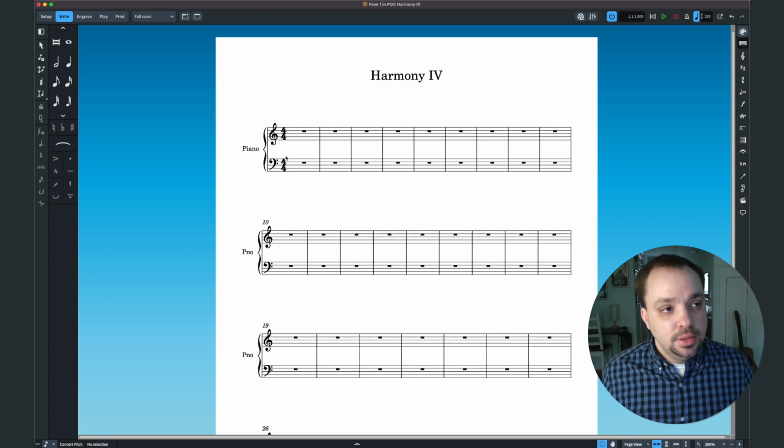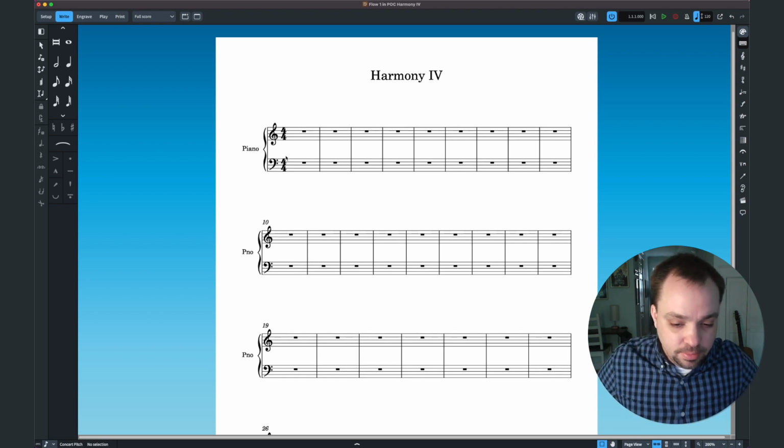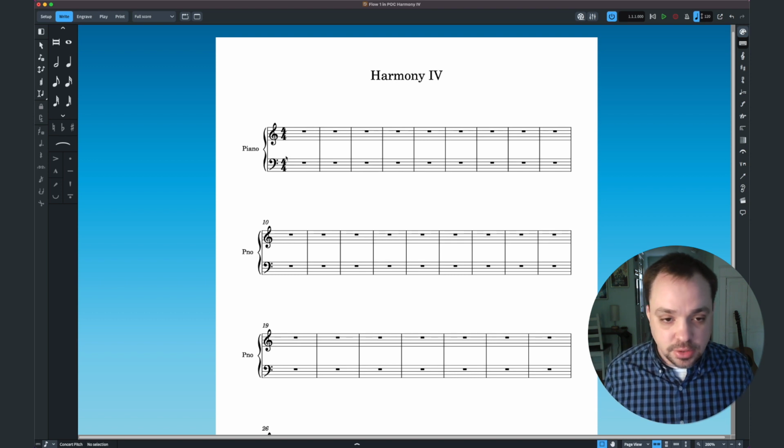So those are the two ways to think about these as you're writing. You can think about what's the function, and you can think about, am I going for a brighter, more major or more minor sound versus what I have?